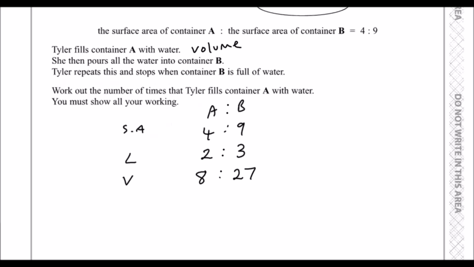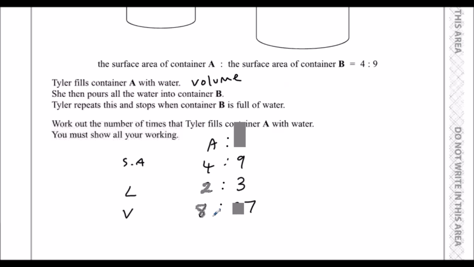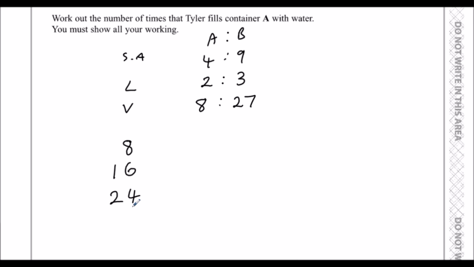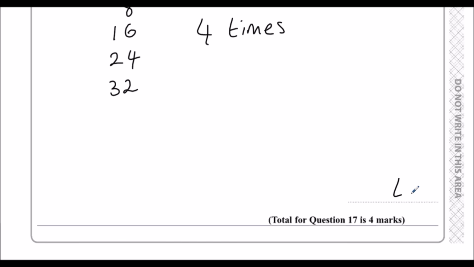So the volume of A is 8 parts. The volume of B is 27 parts. So we're going to fill it once. That'll be 8. I then fill it twice, which will be 16. So it's still not full. 3 times, 24. There's still room for some more. And so it's going to be 4 times. It's going to be filled up. We're going to fill up A 4 times before we've filled B up. So 4 times.